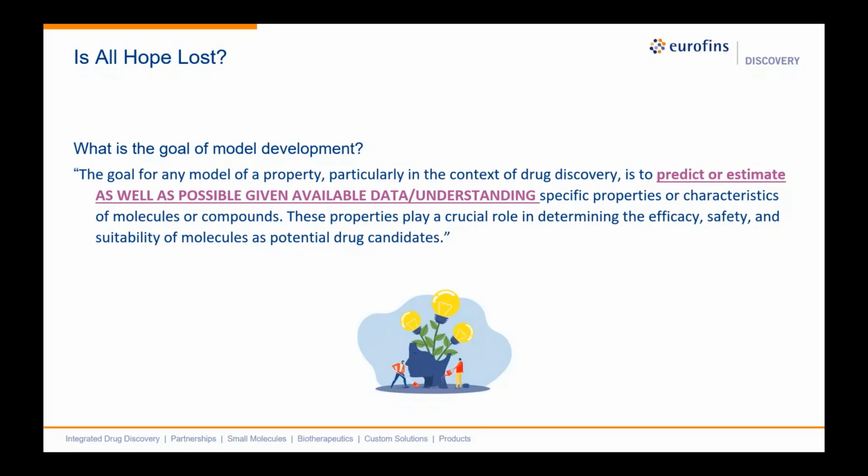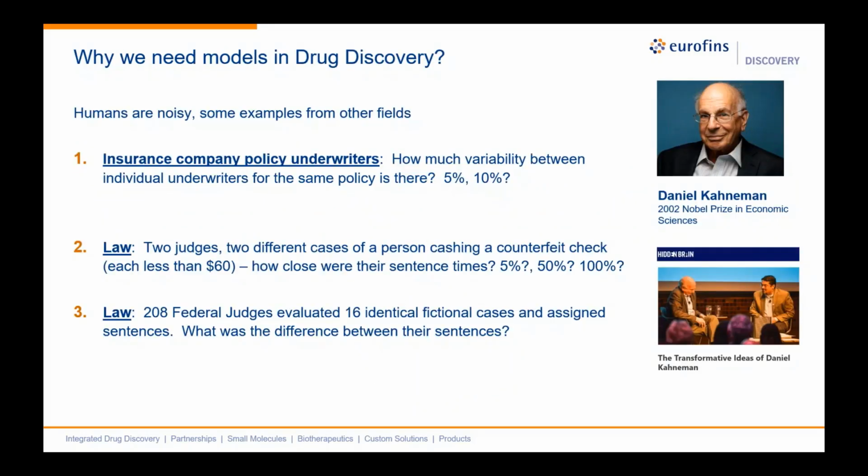And these properties are going to play a critical role in determining the efficacy, safety, and suitability of molecules for potential drug candidates. So when we apply models, how do we think about using them in the context of humans driving drug discovery? Humans are noisy, and I'm highlighting some work from other fields where we use rule-based systems to make decisions about what to do next. This is highlighted from some work done by Kahneman and Tversky, and some specific examples of that.